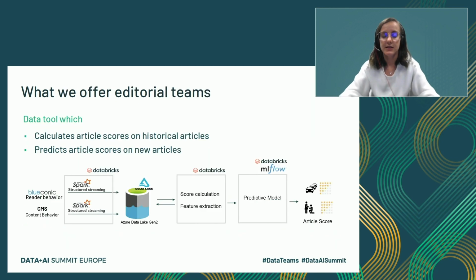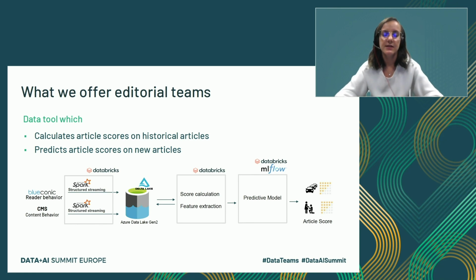So let's see how we actually did it. What we offer to the editorial team is a data tool which calculates article scores on historical articles and predicts article scores on new articles. The data that we're ingesting is real-time data. So we have streaming data sources coming from Blueconic, which is the reading behavior of the users, and data coming from the content management system, which is more detailed information on the articles.